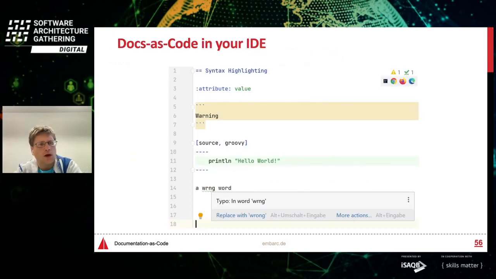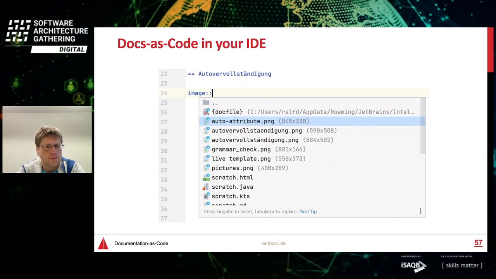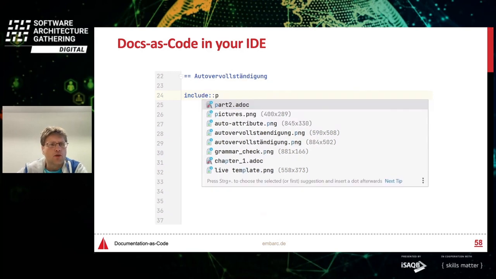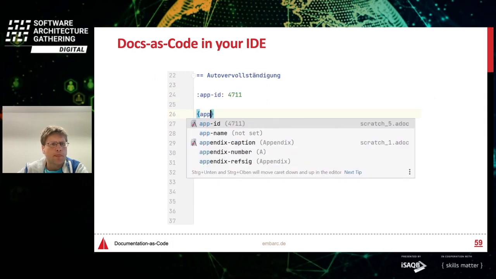The next one: how to integrate the docs-as-code approach in your IDE. There are also plugins, in this case for IntelliJ, which help us with syntax highlighting and a problem view, for example, or context-sensitive suggestions, which are, for example, image files, which we can choose to render. Also to include other AsciiDoc subdocuments, for example, or some variables which I can use in AsciiDoc.